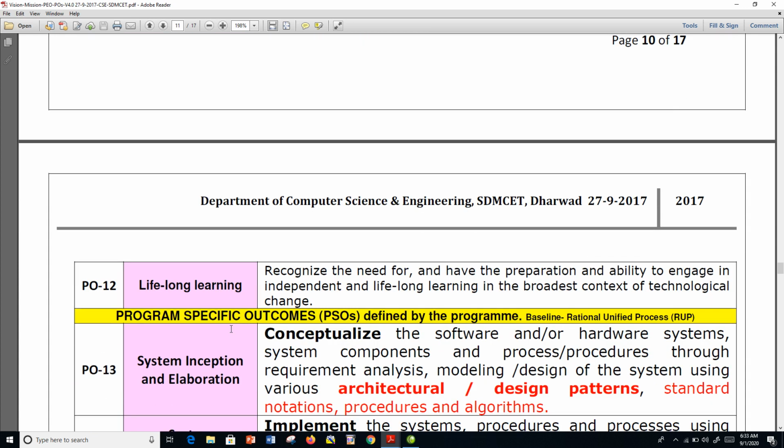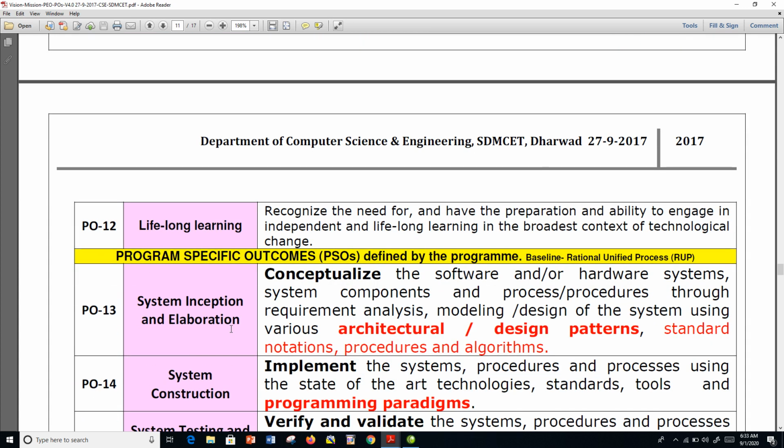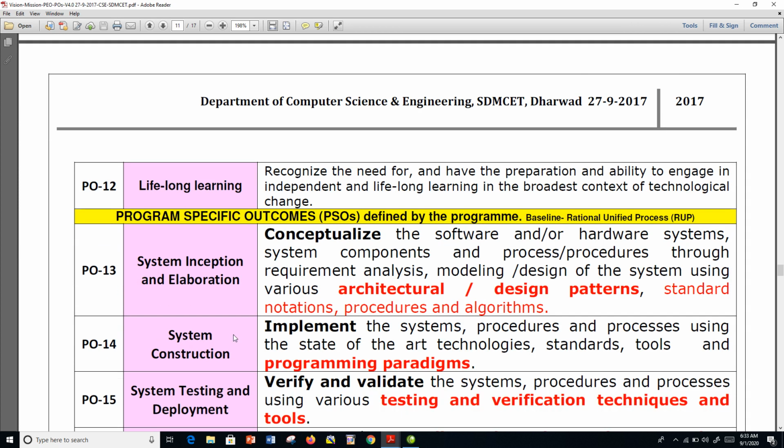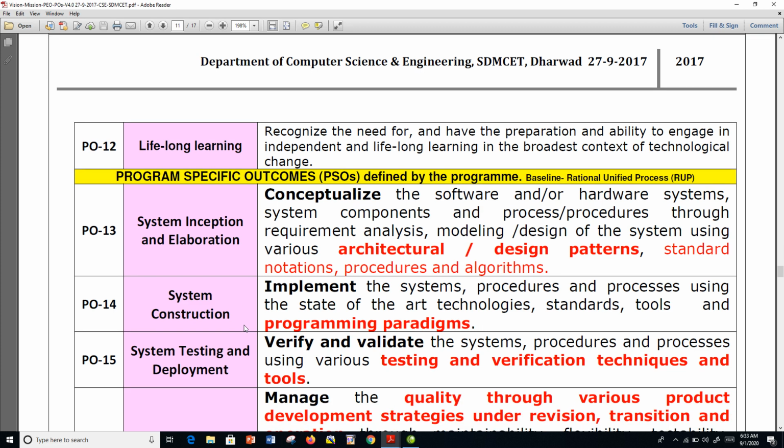Then the department has developed another four, specific to us, where we focus, and they are called program specific outcomes. They are based on the Rational Unified Process. The 13th one is system inception and elaboration. How do you conceptualize any software product, system, component, etc. The second one, that is the 14th one, is system construction. How do you implement it using the programming tools and techniques that you have.